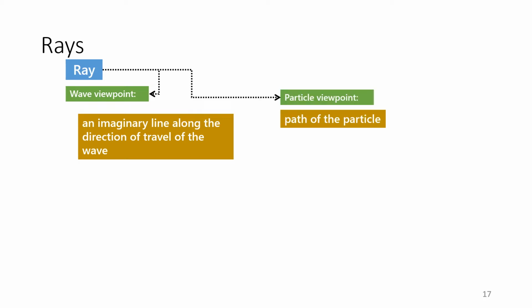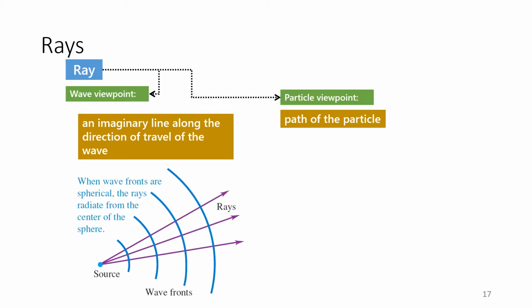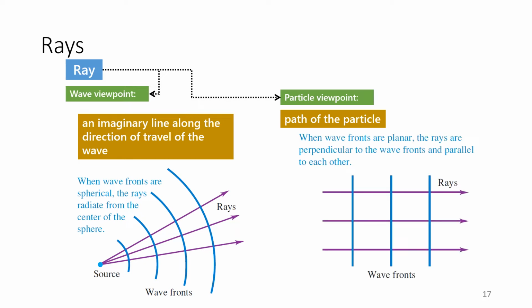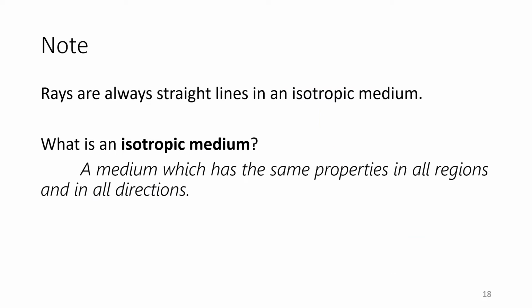Looking at light in the particle viewpoint, the ray dictates the path of the photon. Spherical wavefronts can be replaced by rays originating from the sphere center, or the source. Regardless of what shape these wavefronts are, rays would always be perpendicular to wavefronts. If we're talking about just simple materials, you won't really see these wavefronts bend in weird directions. This means that in simple materials, we can expect the rays to always be straight. These simple materials are called isotropic media.